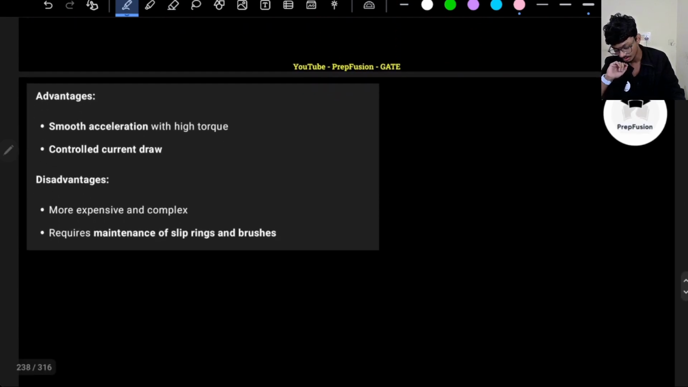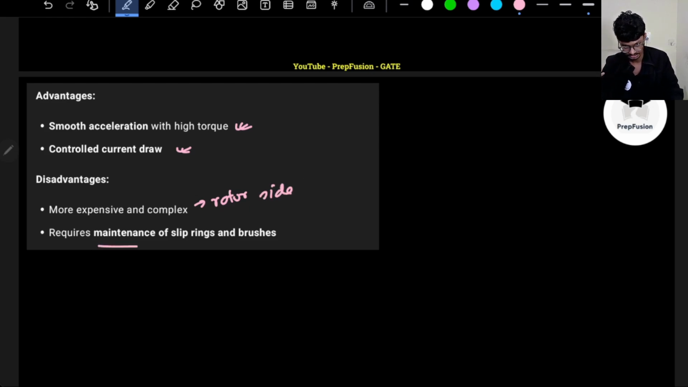Okay, so what are the advantages? The advantage is smooth acceleration with high torque. We are getting high starting torque and we are able to accelerate smoothly. We are able to control the current, but it is more expensive and complex because we have to connect on the rotor side, and the rotor is rotating, remember. So expensive, and there will be wear and tear. As there are moving parts, there will be maintenance. Brushes and slip rings will require maintenance. That is the disadvantage of this.